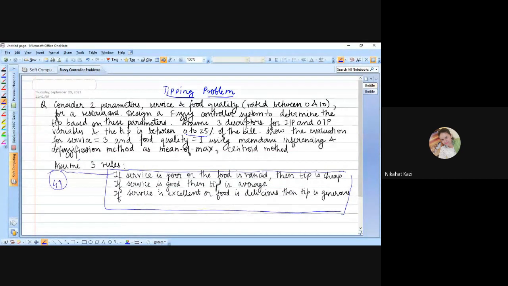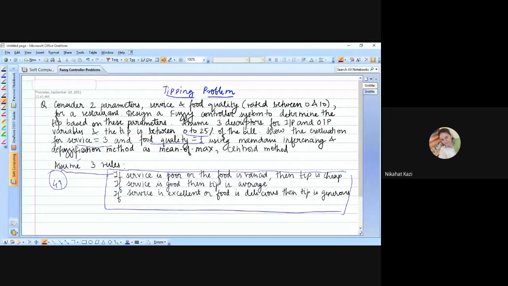Only thing is, for the given inputs, service is 3 and food quality is 1, you have to infer using mean of max and centroid method. Okay, so mean of max and centroid method you have to use. One by one. So first we'll find the tip using mean of max method for service equal to 3 and food quality equal to 1. Second way, you will find the tip using centroid method.